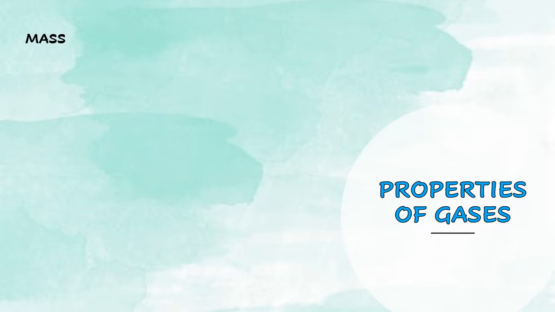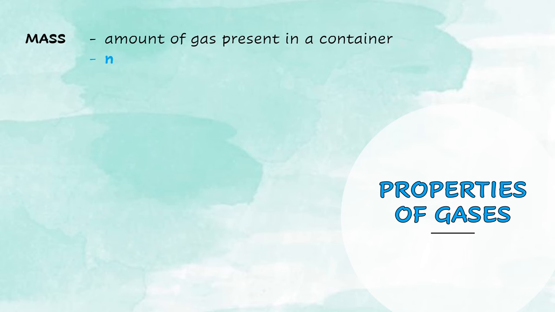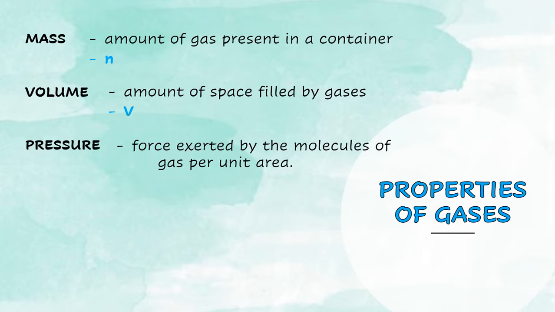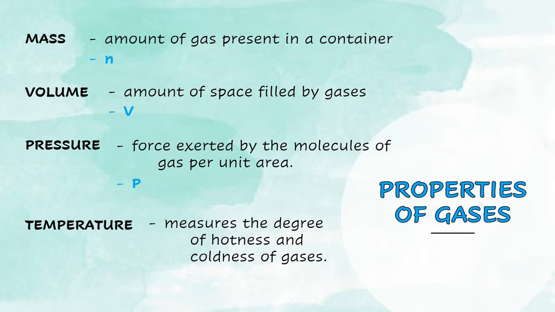First is mass. It is the amount of gas present in a container, represented by letter n. Next is volume. Amount of space filled by gases, represented by letter V. The third one is pressure. Force exerted by the molecules of gas per unit area, represented by letter P. And finally, for the properties of gases that can be measured is the temperature. It measures the degree of hotness and coldness of gases, and is represented by letter T.